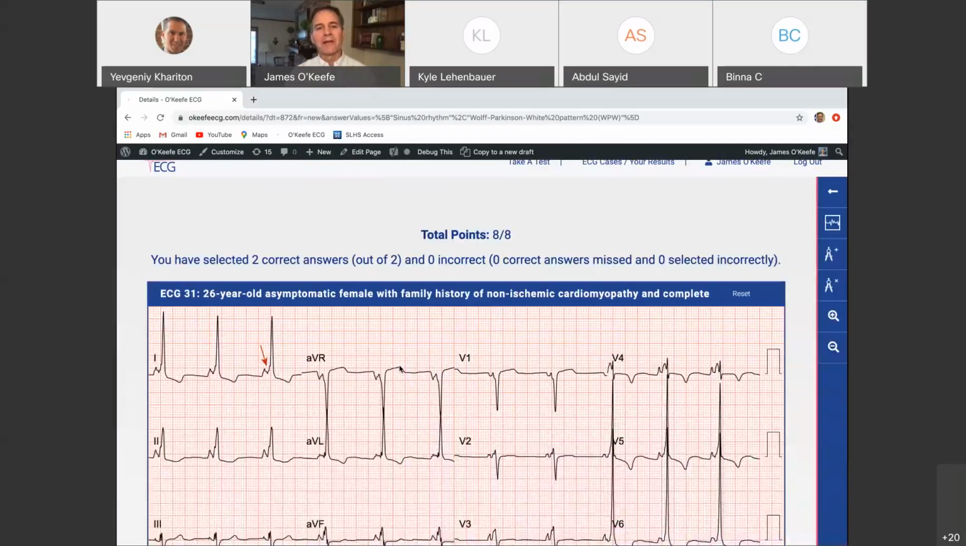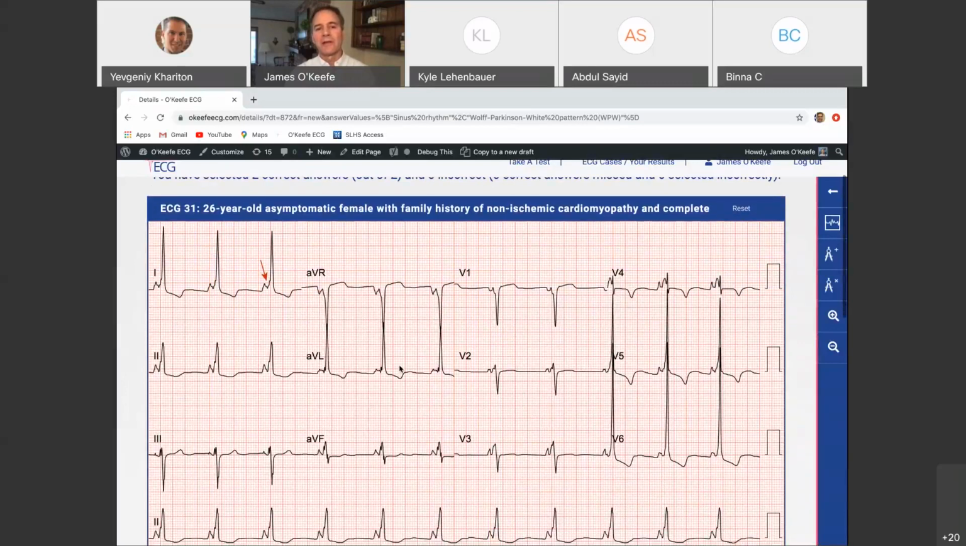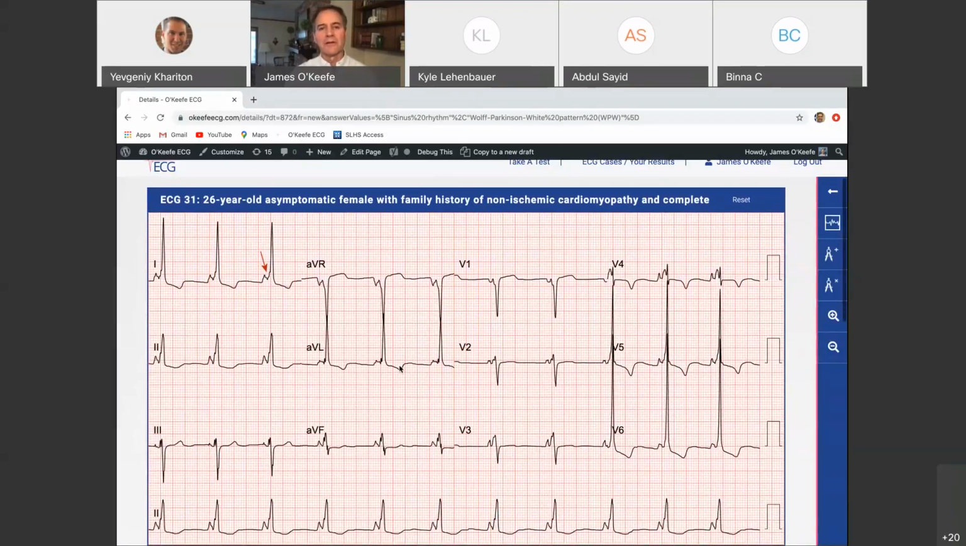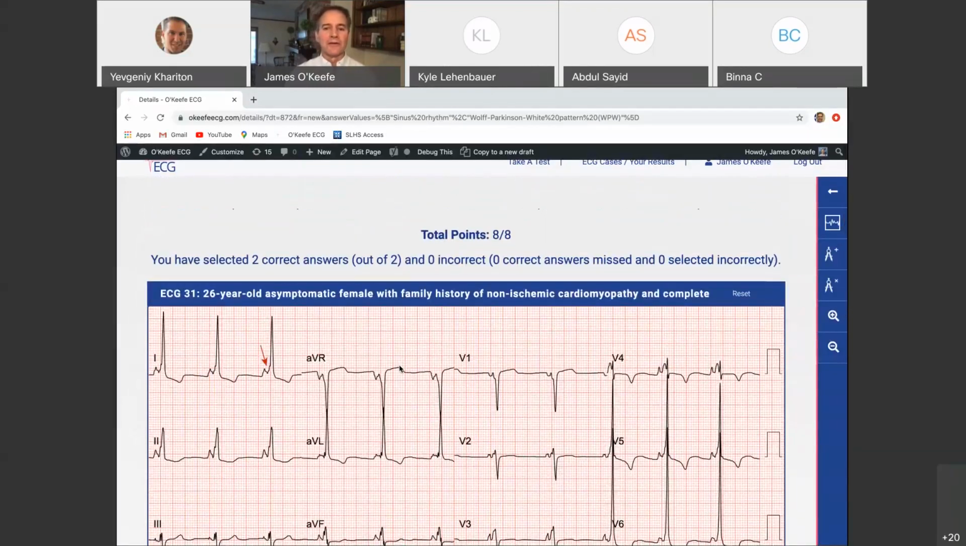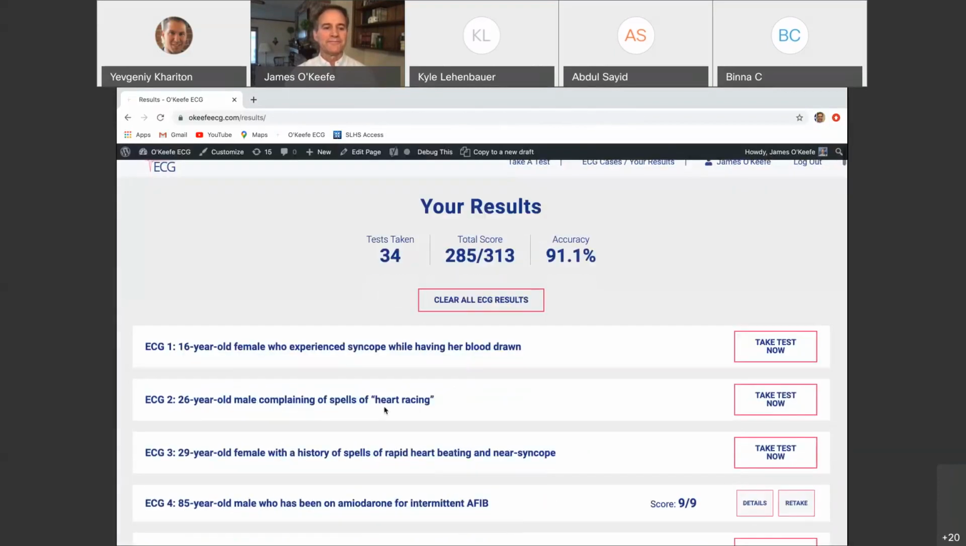It's a pattern recognition thing. When you recognize it, just code the rhythm and move on. But don't get trapped in all sorts of other minutia. Any questions before we move on?